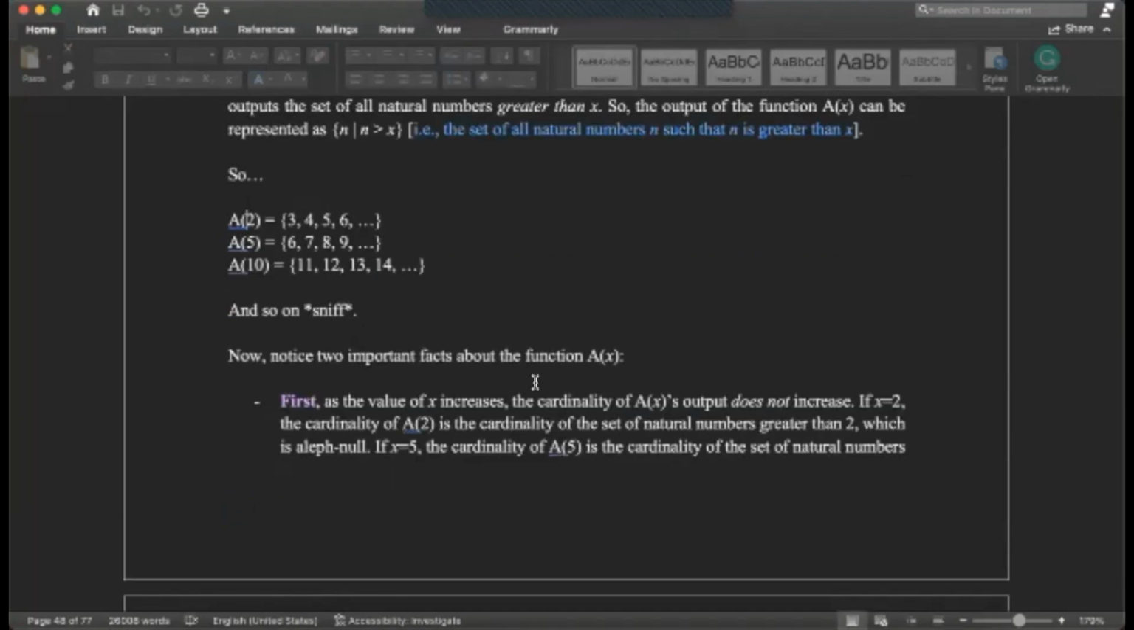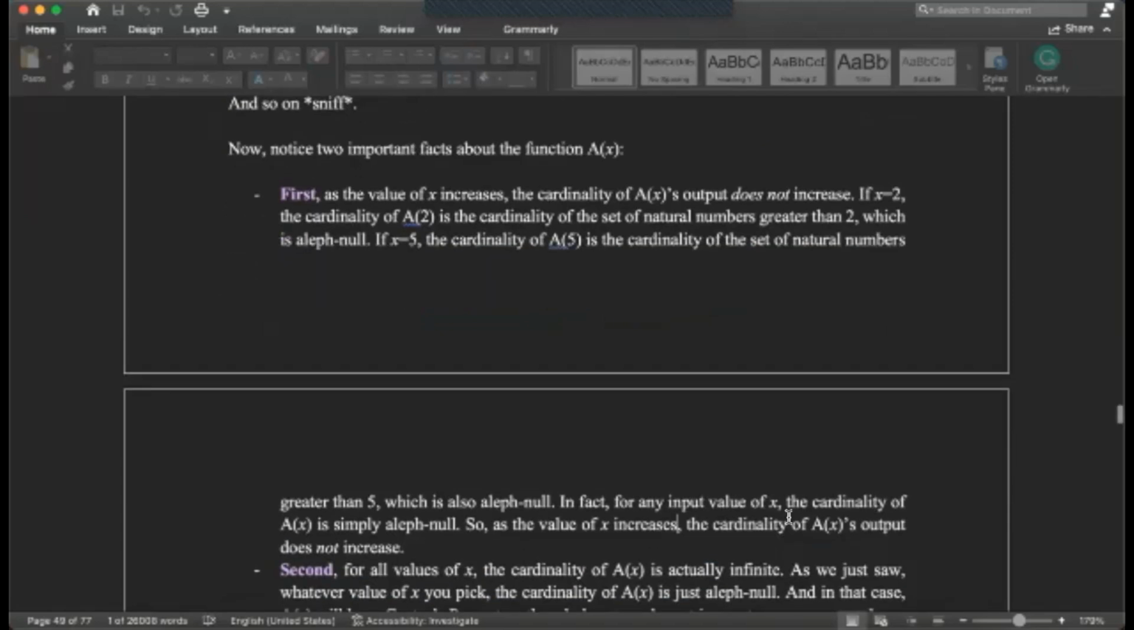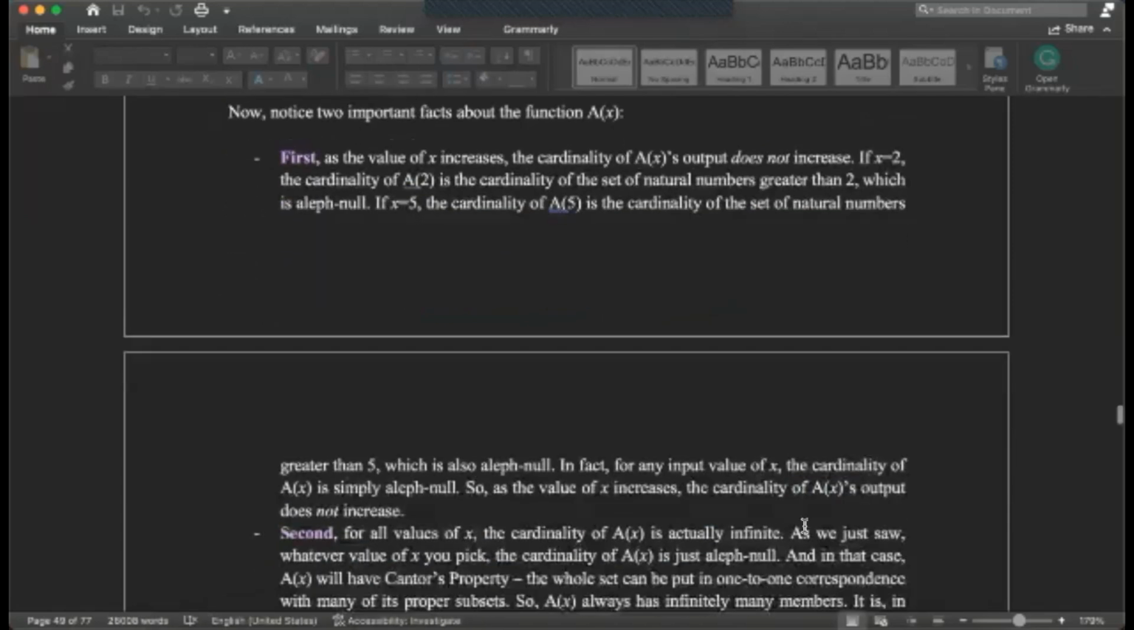First, as the value of x increases, the cardinality of A of x's output does not increase. If x equals 2, the cardinality of A of 2 is the cardinality of the set of numbers greater than 2, which is just Aleph null. And if x equals 5, the cardinality of A of 5 is the cardinality of the set of natural numbers greater than 5, which is also Aleph null, right? You can put those in a one-to-one correspondence with the natural numbers. In fact, for any input value of x, the cardinality of A of x is simply Aleph null. So, as the value of x increases, the cardinality of A of x's output does not increase.